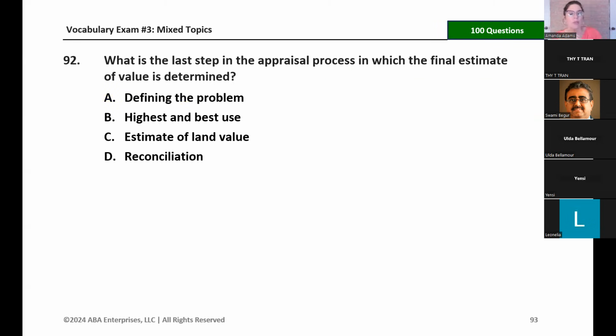92, what is the last step in the appraisal process in which the final estimate of value is determined? What do we call this step? Well, the appraiser has gone through and found a value using the 3 approaches to value. The appraiser has 3 different numbers, and now it's time to determine the final estimate of value. What's that called? That's D, reconciliation. Reconciliation. Very good.